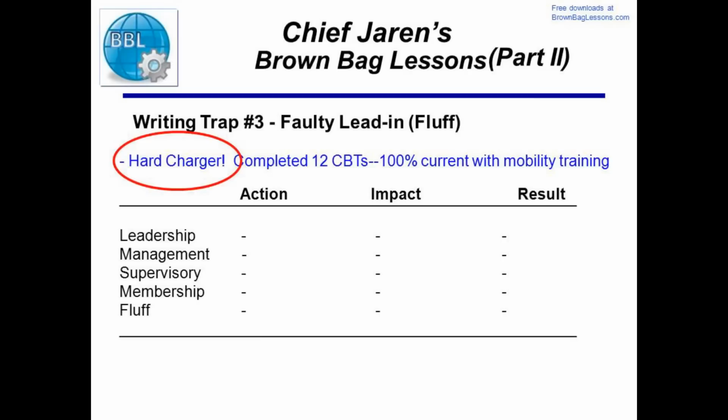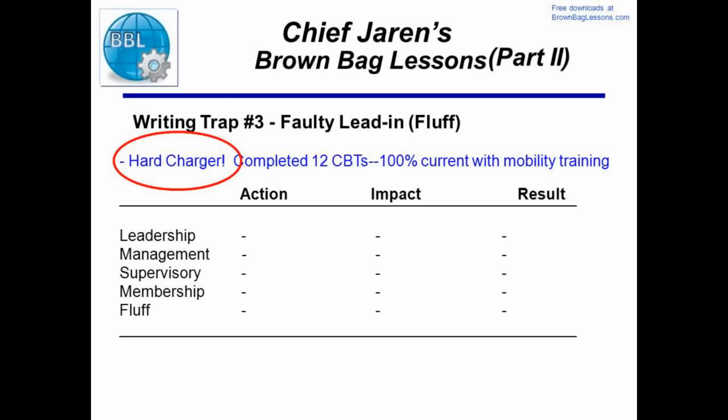A faulty lead-in, let's go to the slides. Here you have a faulty lead-in: hard charger. Just the lead-in alone would be at the membership level or even fluff. So the reason it's a faulty lead-in is that you've started the bullet out in a hole and you have to dig your way out.